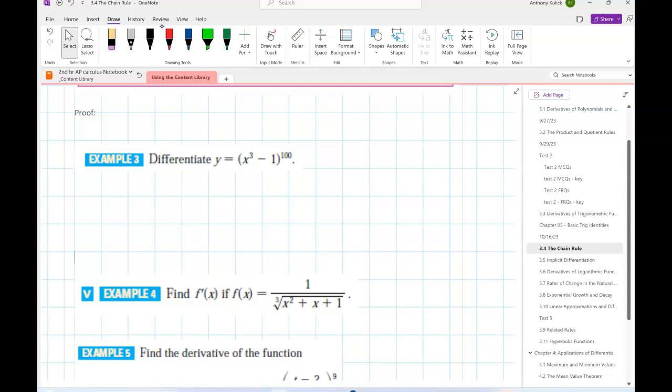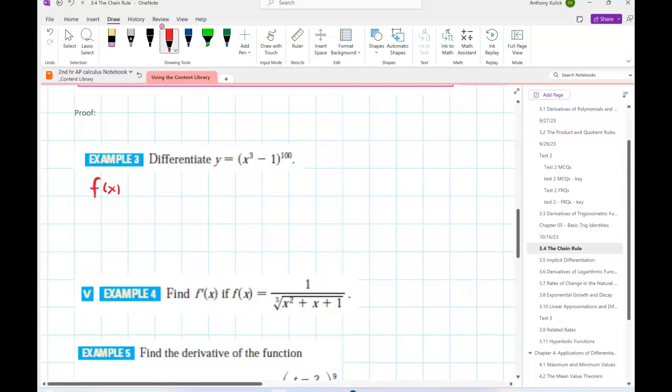Okay. What's the derivative of y cubed minus 1 to the 100? Should I FOIL that all out? No. Definitely not. I'm not doing it. What are you guys crazy? No, I'm going to think about this as a chain rule problem.